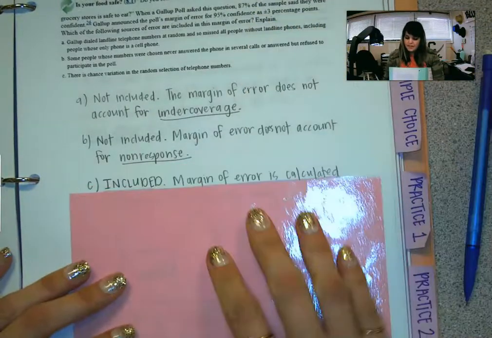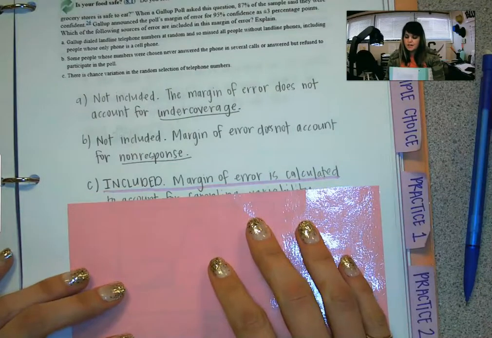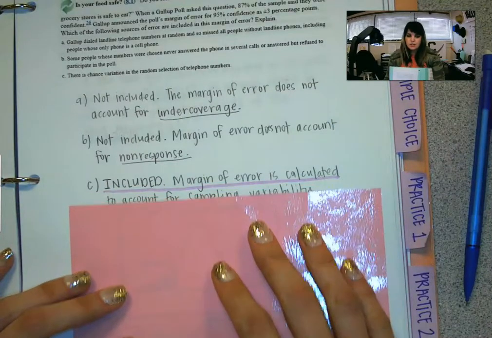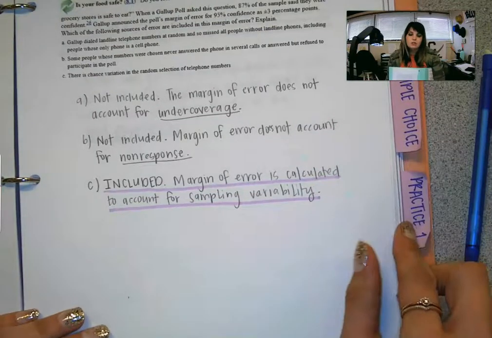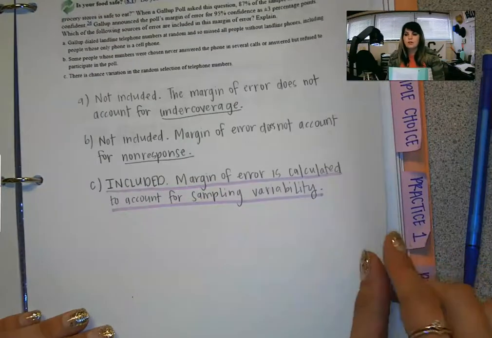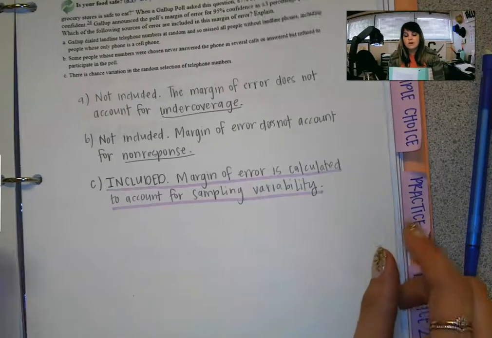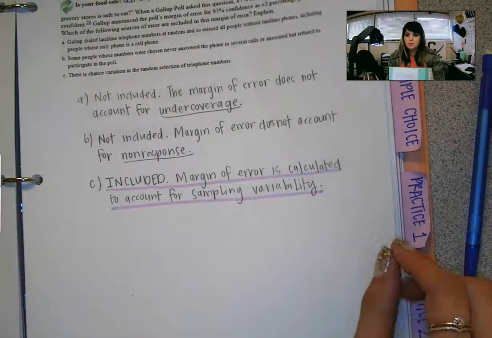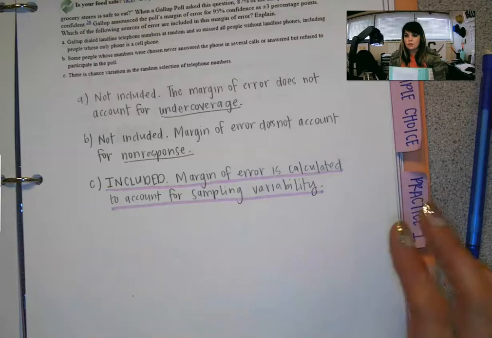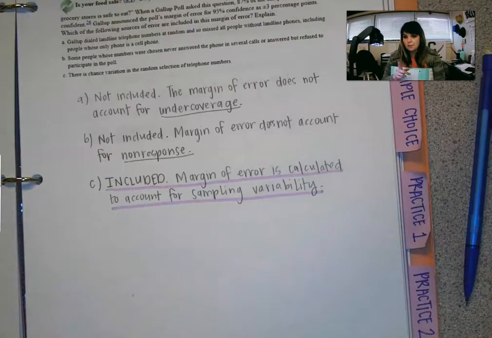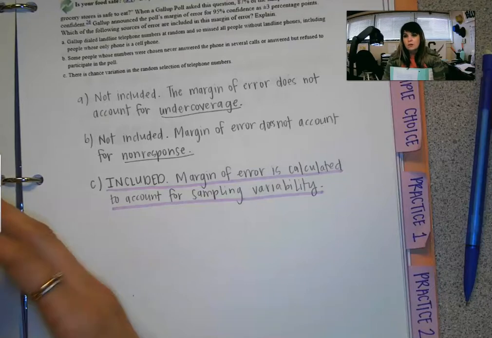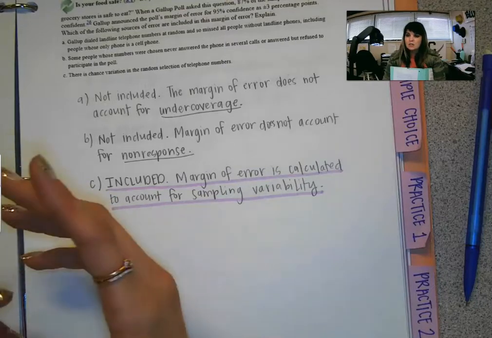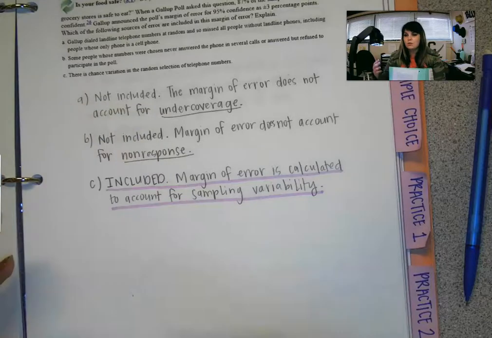And then lastly, for the chance variation in the random selection, included. Margin of error is calculated to account for sampling variability. So the margin of error is there because we know samples will be different. We're using one sample to estimate a value for the population, but we know that that sample value would be or is different than a different sample value.